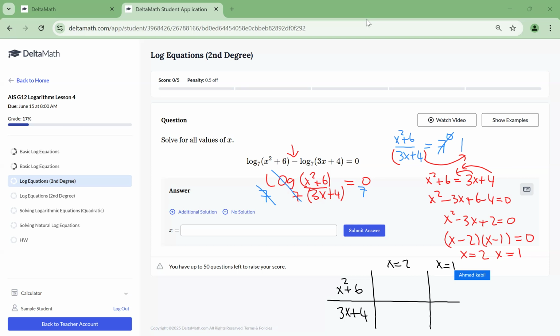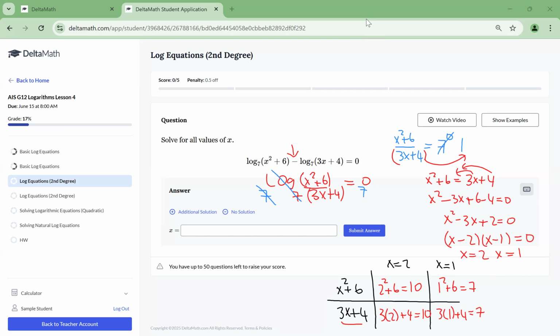The purpose of this check is to make sure that the value of x does not yield a negative in the expression. So if we put 2 in this expression, we get 2 power 2 plus 6. This is 10, so this is okay. If we put 2 in here, it's 3 times 2 plus 4. Again, this is 10, so this is okay. For the 1, we have 1 power 2 plus 6, which is 7. Here we have 3 times 1 plus 4. Again, this is 7. We don't really care that the values are the same. We just care that they're positive.